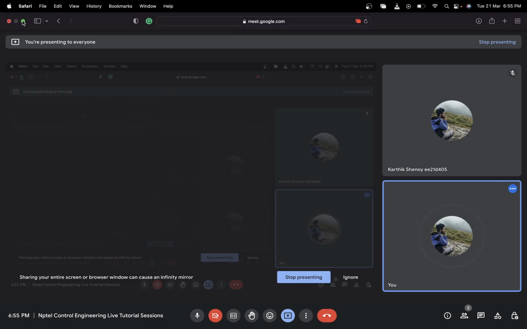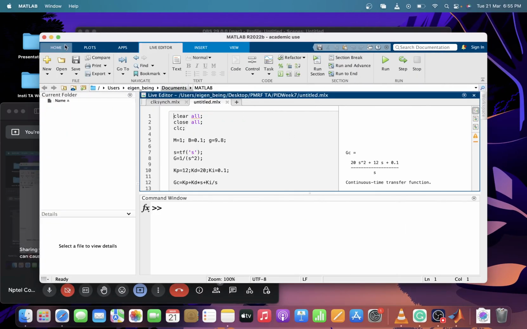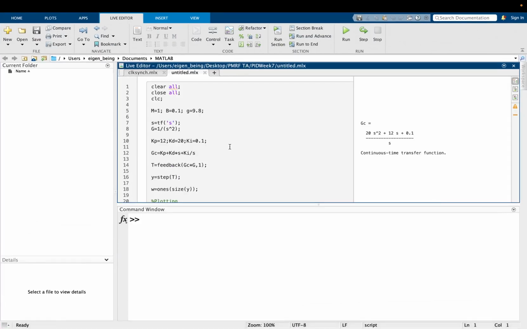So what I'll do is I'll go to MATLAB. Okay, so let's first do the problem where there was a cart moving. So this is 0. I'm not using g in this, that will be in the second problem. So my G of s is 1 by s square. Okay, this is my transfer function.